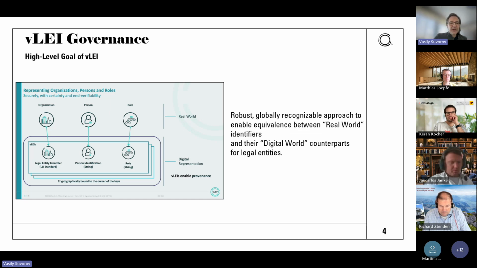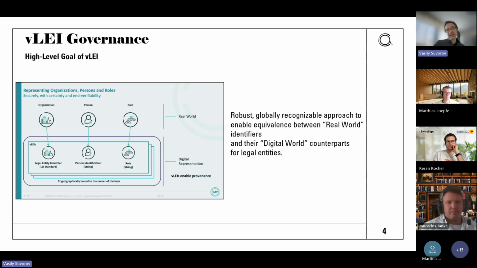So we have just different things. Basically, the vLEI consists of three major credentials. You have your legal entity identifier, and that's just a wrapper around your LEI number. So to have a vLEI, you need to have an LEI first. Then you have a person who might have some sort of role. That's a string basically, and there are two different types of roles. You have what they call official organizational roles as well as extended context roles.